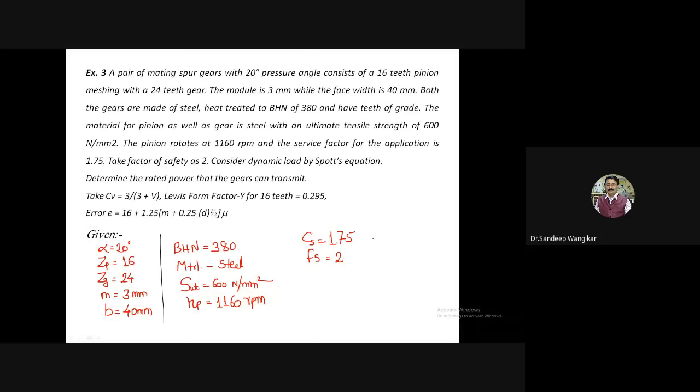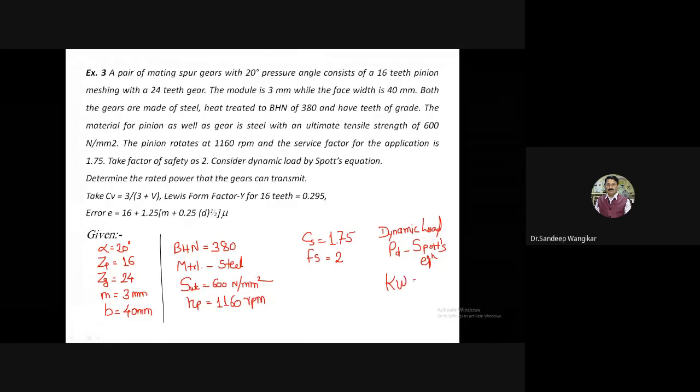Consider the dynamic load by using Buckingham's equation. Very important. Dynamic load. I will write for better understanding. Dynamic load, we will write it as PD. This is required to be calculated by using Buckingham's equation, and determine the rated power. What is asked? Kilowatt. Okay. What else is given?